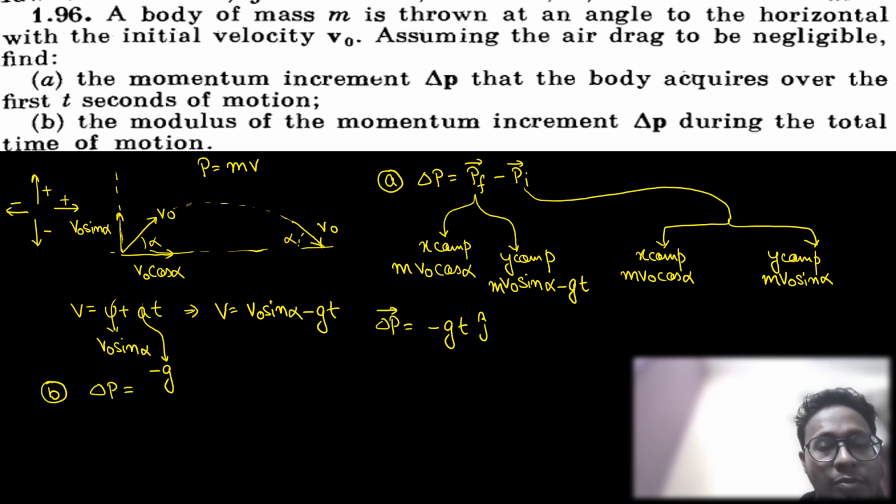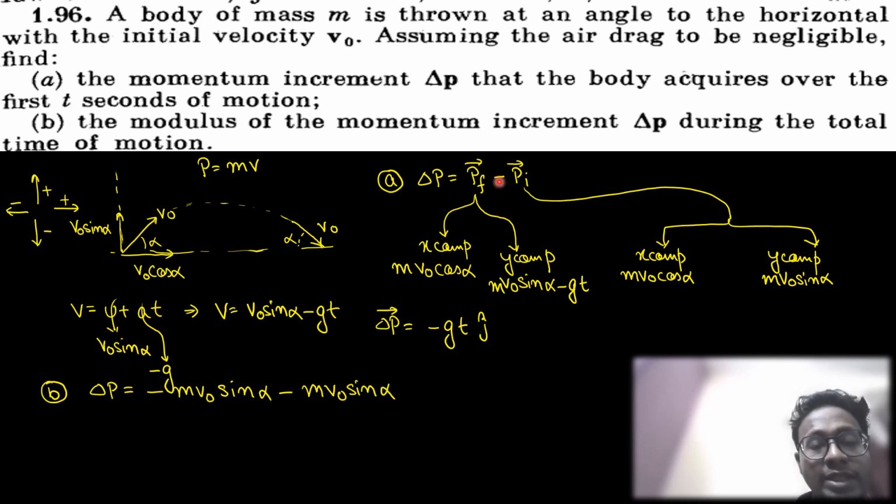Okay, final momentum minus initial momentum. What is final momentum? Minus mv naught sine alpha. Why minus? Because v naught sine alpha is pointed towards the downward direction. Minus of mv naught sine alpha.